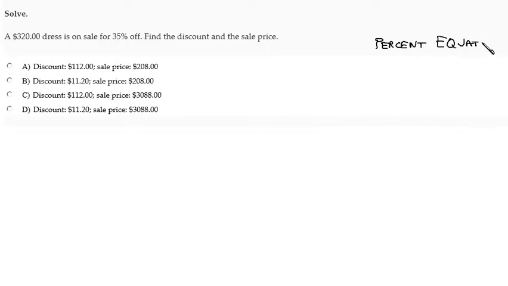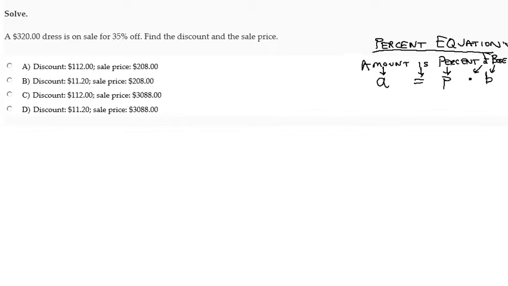The percent equation helps us when we are dealing with amounts. An amount is percent of base. It helps us calculate the amount, which is represented by the variable a. The "is" is represented by the equal sign. Percent is represented by the variable p. The "of" is represented by multiplication, and base is represented by the variable b. The amount of something is calculated in terms of a percent of a base. So this is known as the percent equation.